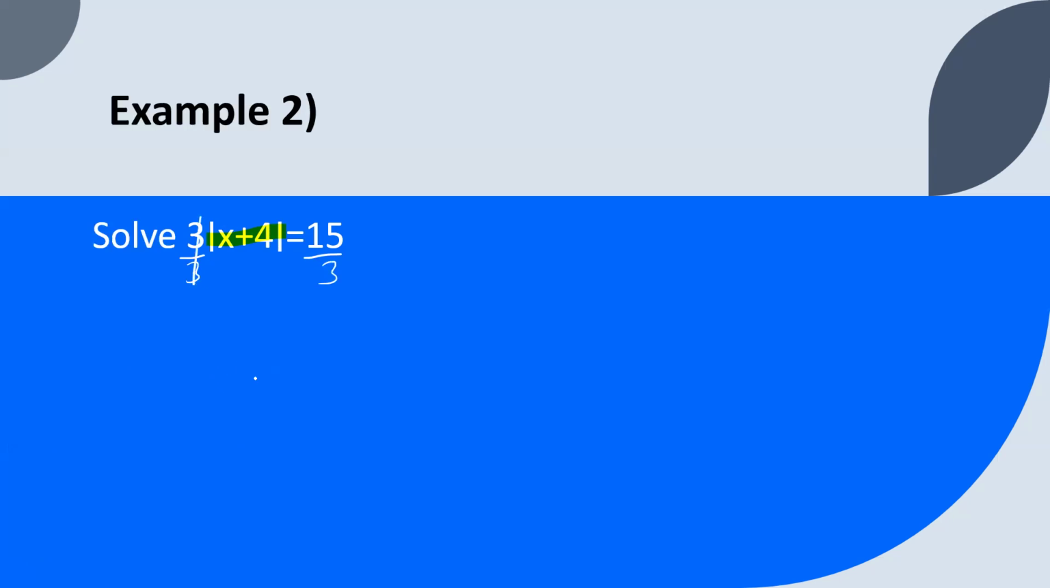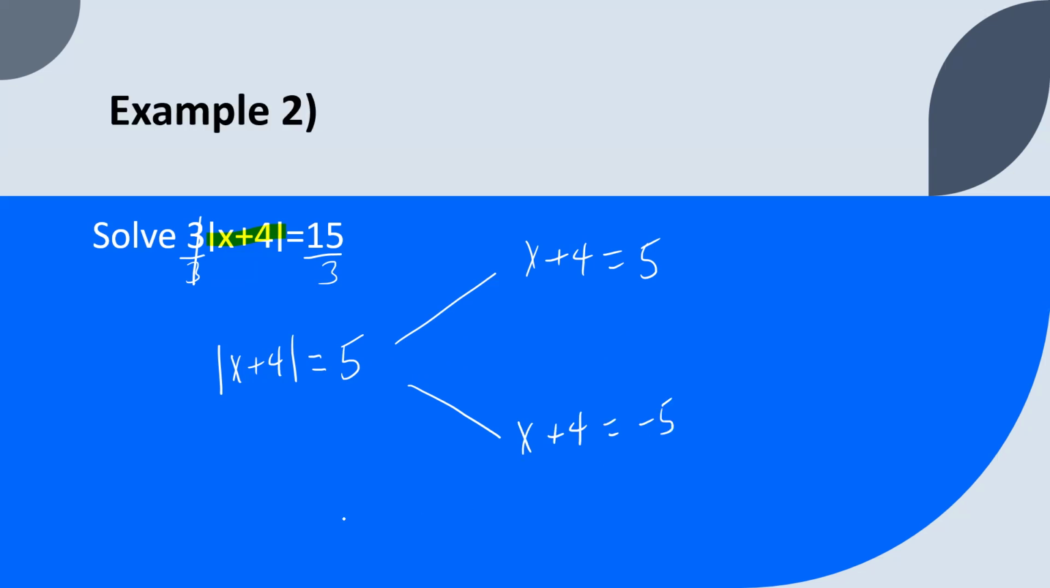So now we're left with the absolute value of x plus 4 equals, and 15 divided by 3 is 5. All right. Step 1, are we now isolated? Yes. Step 2 tells us to do what? Create the two equations. So we now have x plus 4 equals positive 5. And we have x plus 4 equals negative 5.